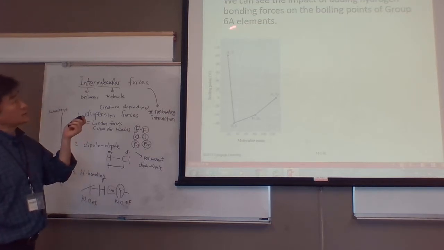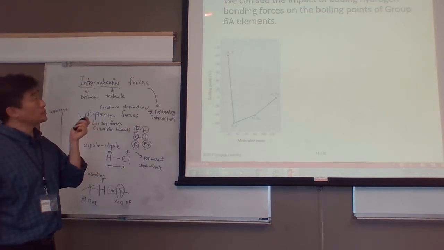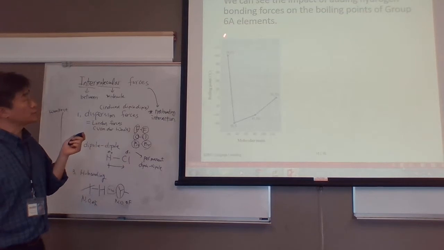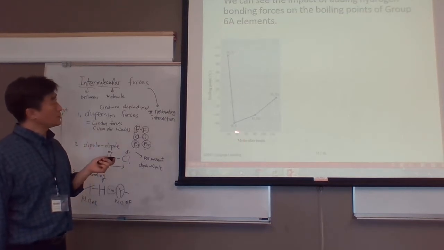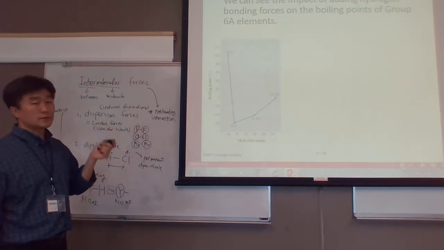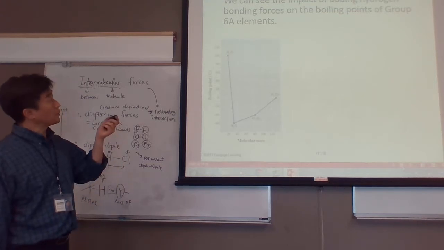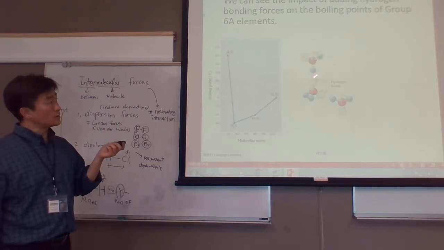So you can see the effect of adding hydrogen bonding force on the boiling point of group 6A. So you can compare these molecules. The water molecule has the highest boiling point because of hydrogen bonding.